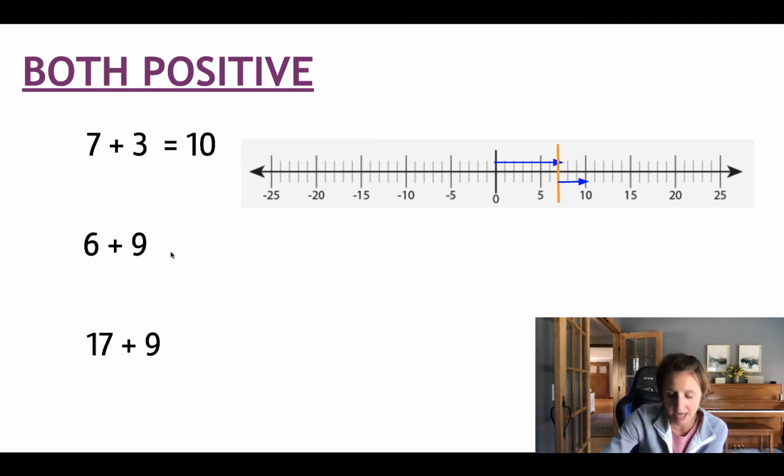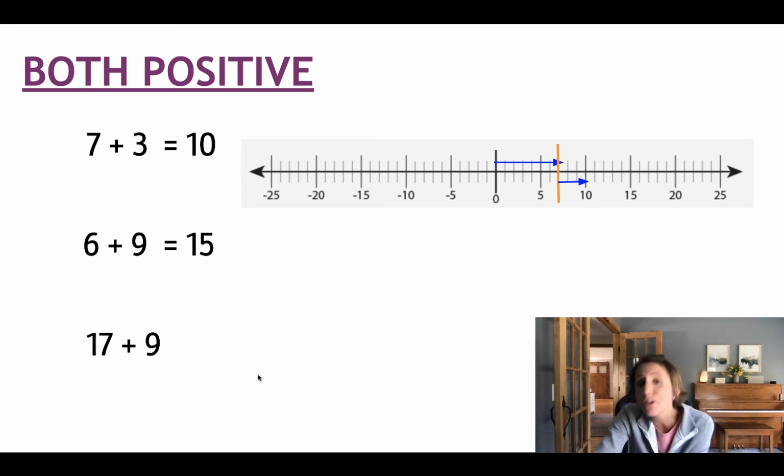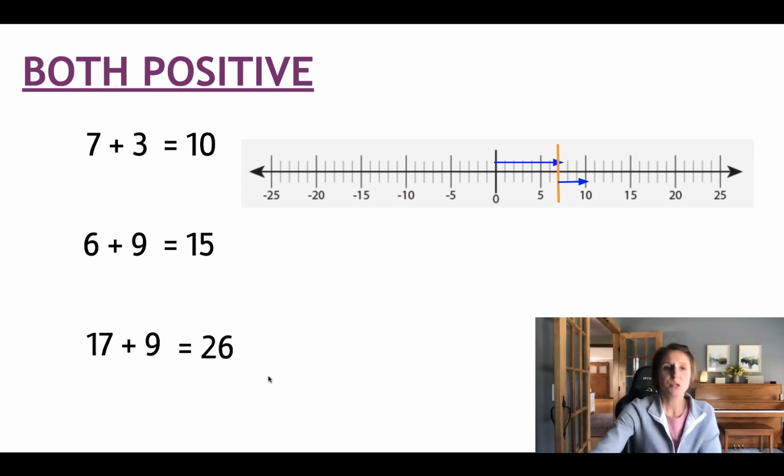Write down 6 plus 9. What would the value of that be? You're going to be walking further into positive land once you get to 6. You'd be at 15. Nice. Write down the last example for both positive: 17 plus 9. You're going to be walking further into positive land. Your answer is 26. So use what you already know about adding integers.